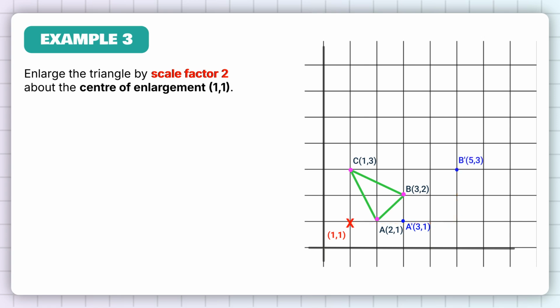Finally, the distance from the center of enlargement, 1, 1 to C, is 2 vertically. So the new vertex will be 4 units upwards from 1, 1, which will mean C prime is at 1, 5. Finally, we draw the enlarged triangle. These examples illustrate how to approach different cases of enlargement with varying scale factors and centers of enlargement. Practice these steps to get comfortable with the concept of enlargement in geometry.